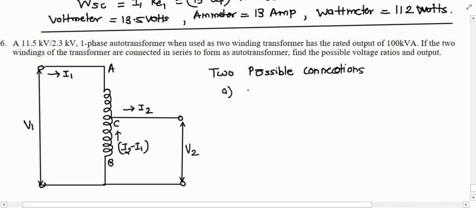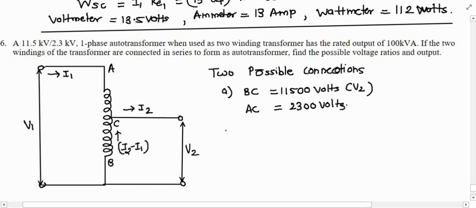First possible connection is your BC having voltage 11.5 kilovolt or 11,500 volts. Means this is your V2. And AC will be equal to 2300 volts.